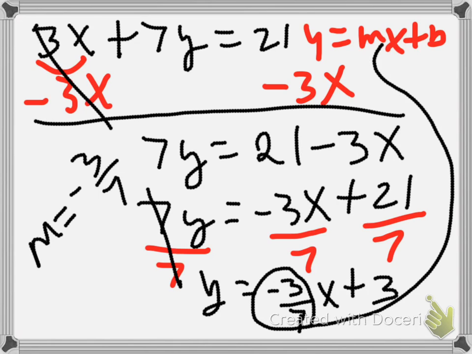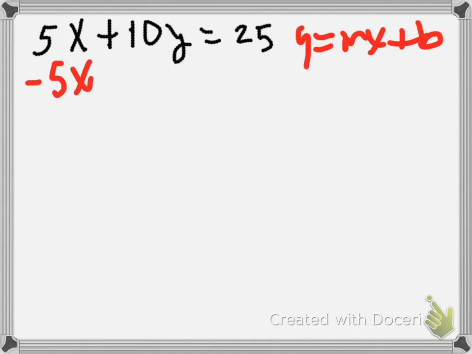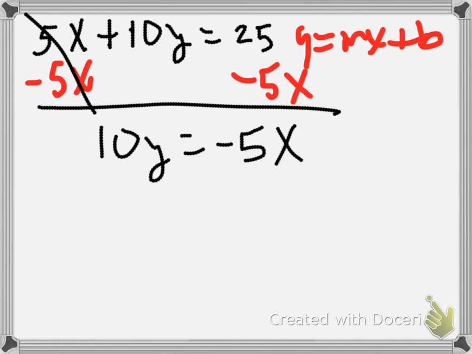Alright, next, here you have 5x plus 10y equals 25. So we want to still get this in the form of y equals mx plus b. This time we need to get rid of that 5x. So we subtract 5x from both sides. And here, the x's eliminate on this side, so that leaves us with 10y equals, and I'll just write the x in front, negative 5x plus 25.